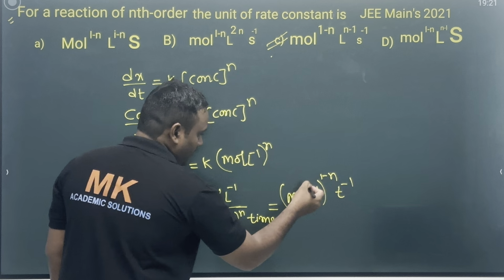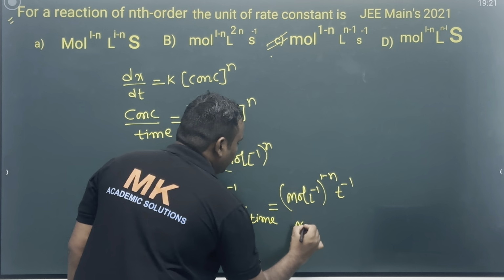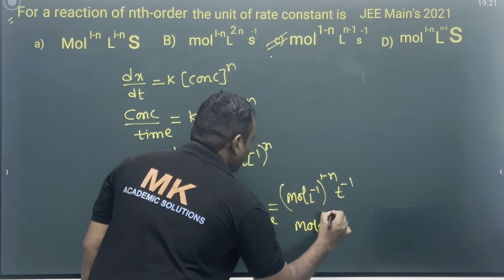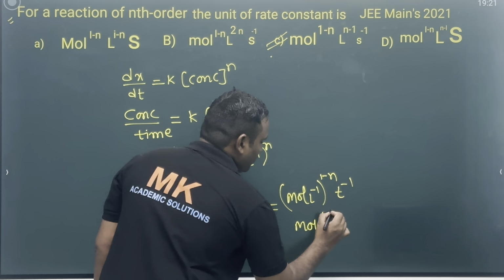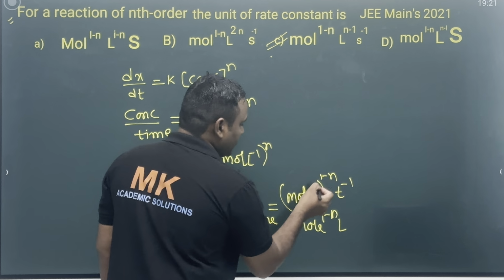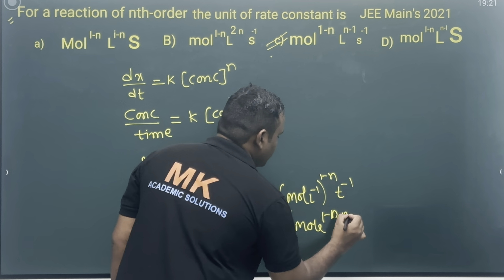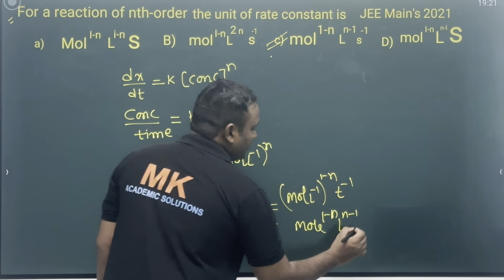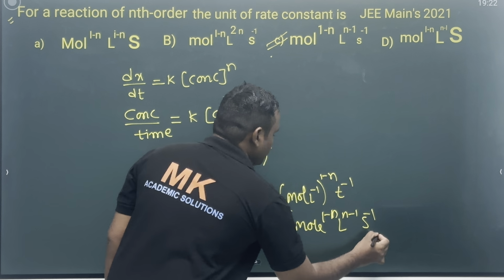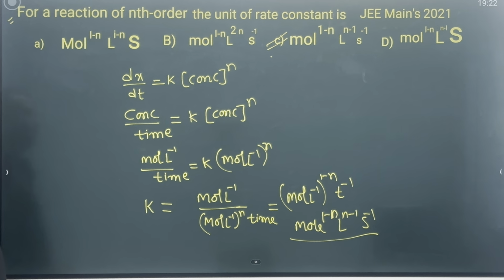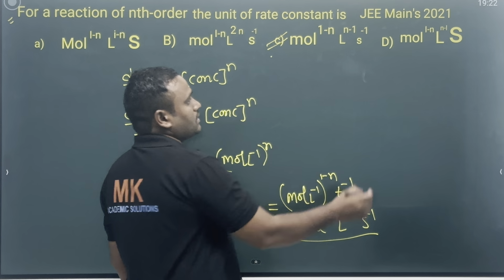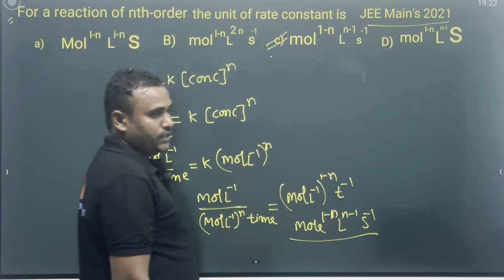Multiplying this into the bracket, we get mole power 1 minus n, and liter with minus of 1 minus n, which becomes liter power n minus 1, and time inverse, that is per second. These are the units of an nth order reaction. It was asked in JEE Mains 2021.